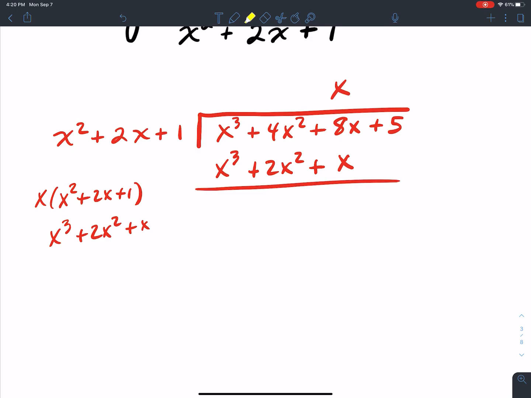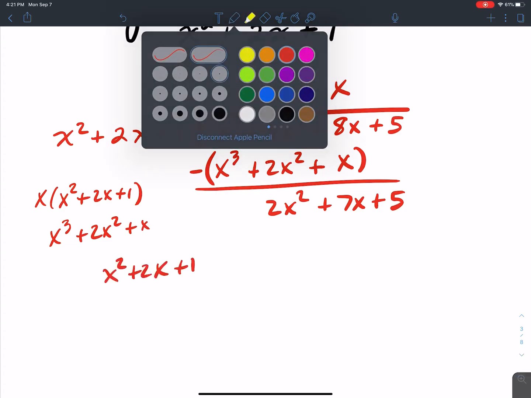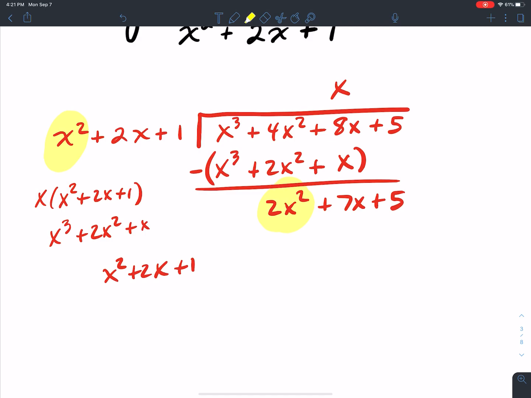I'm going to draw the line, and I'm going to change the sign. So this becomes negative, so that's going to cancel. This becomes negative 2x squared, and positive 4x squared makes a positive 2x squared. Negative x and a positive 8x make a positive 7x. I'm going to bring the 5 down, and so I have plus 5. So now the question becomes, what do I multiply x squared by to get 2x squared? Well, I'm going to multiply it by 2. So I get 2x squared, and then I get 2 times 2x is 4x, and then I get 2.